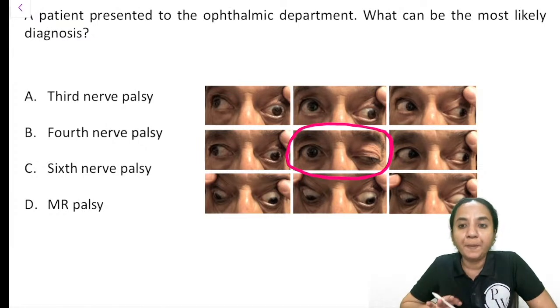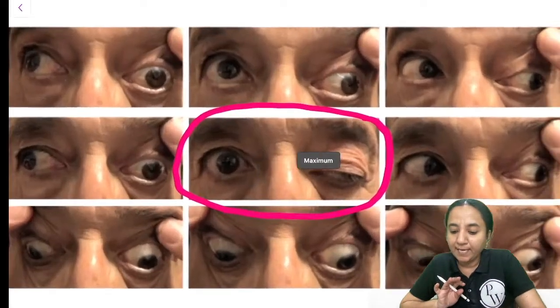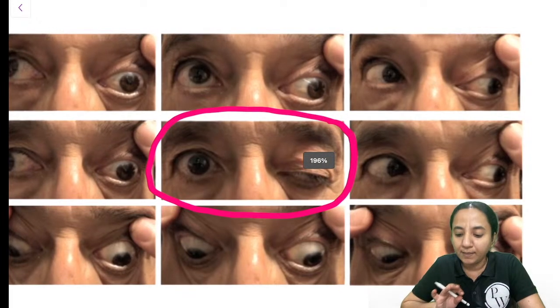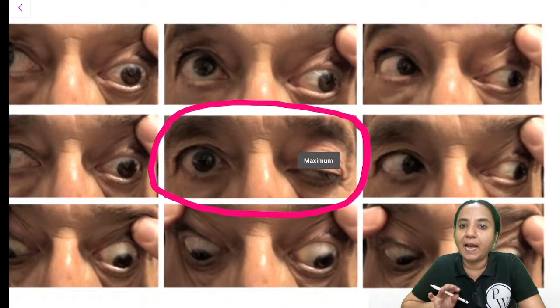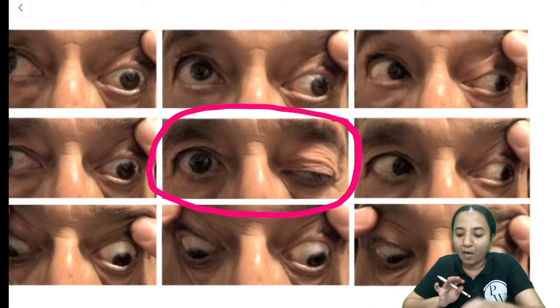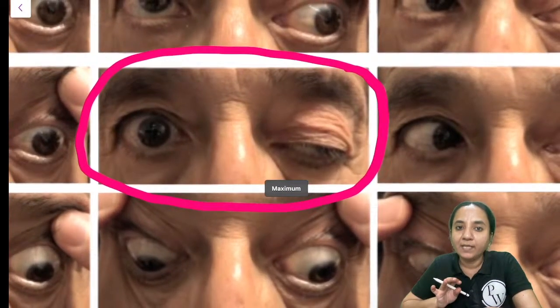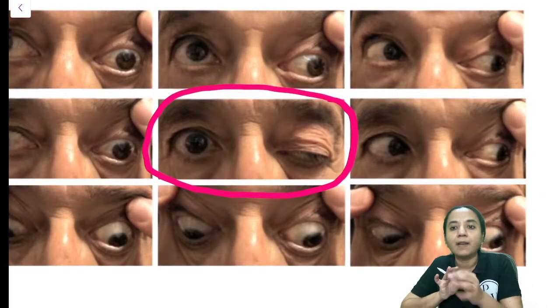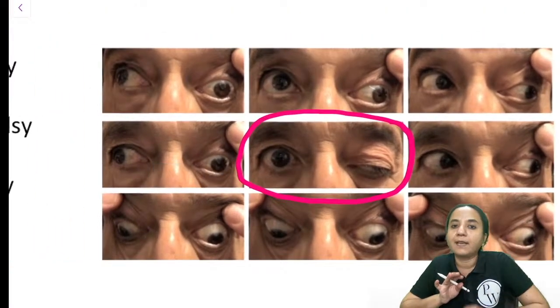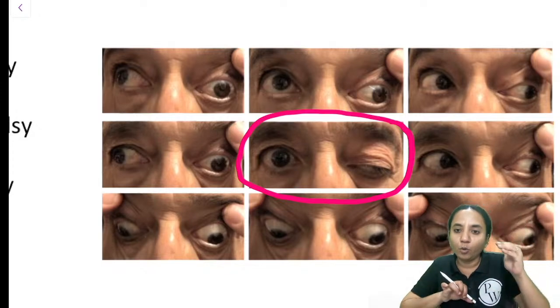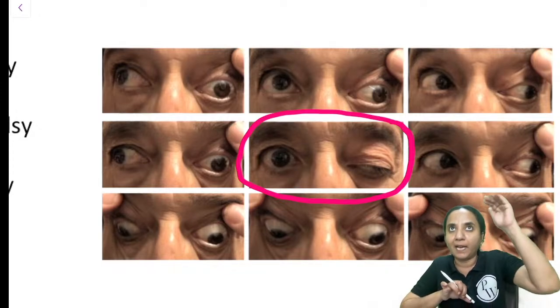Now if you look at the primary position, what are the features you can see? You can see that there is a severe ptosis, and if you look carefully, the eyeball is down and out. Look at the iris in this eye and compare it with the other eye. So severe ptosis and the eye is down and out. What nerve palsy does this mean? We all know that this is third nerve palsy. Severe ptosis because the LPS is affected, and the eyeball is deviated down.